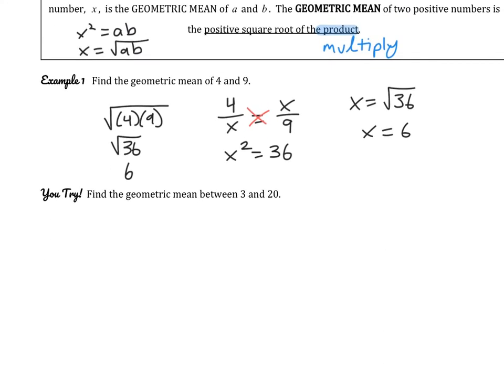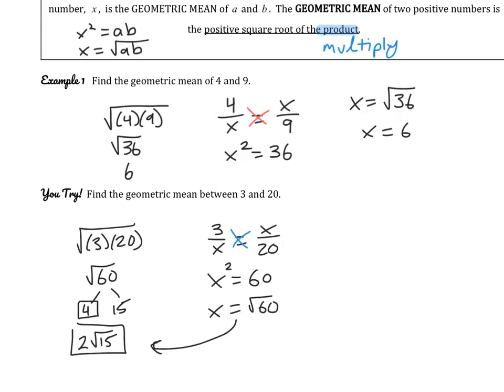Okay, go ahead and pause the video and see if you can find the geometric mean of 3 and 20. Okay, let's check our answer here. So either you can just take the positive square root of the product of the two, so you get square root of 60, which can be simplified to 2 root 15.